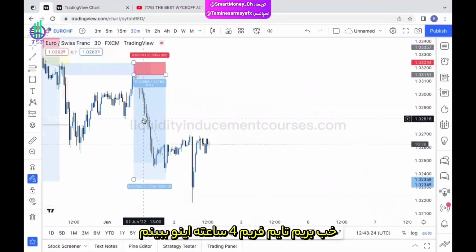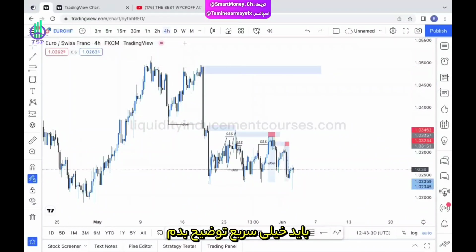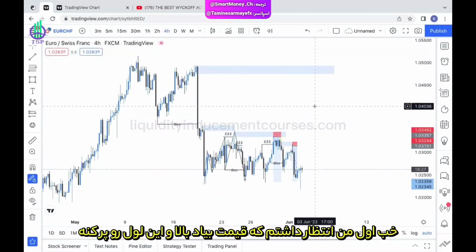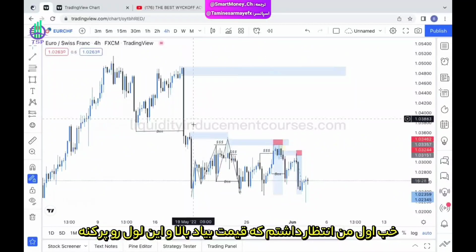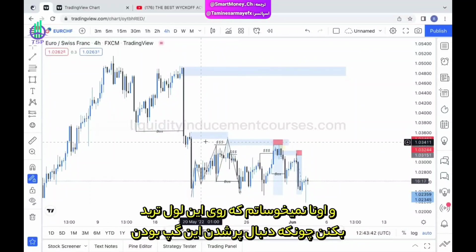So let's see this on the 4-hour time frame where I actually took this. Why I took this, the Euro CHF, I just have to point that out real quick. I was expecting further price to come into here and fill this zone. I remember sending that on the group to some of my guys, and they were not willing to take this level because they wanted this zone to be filled.